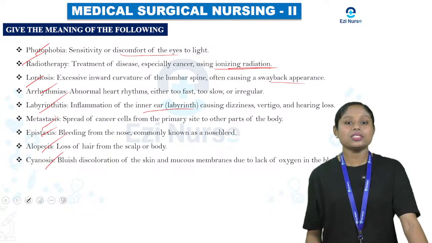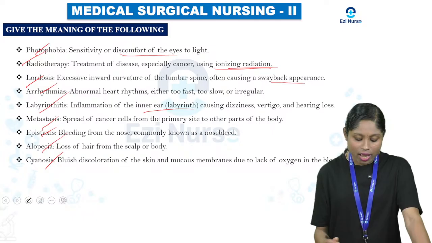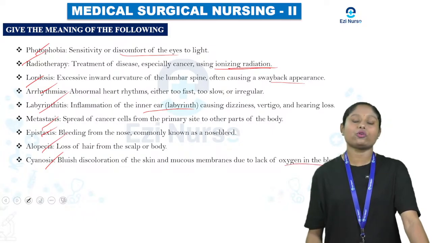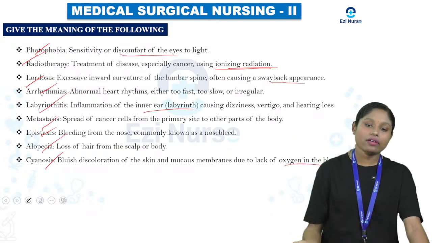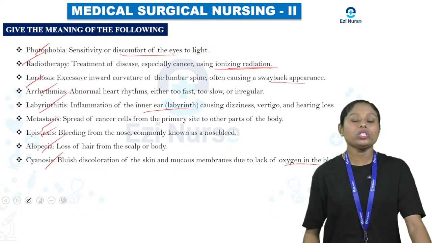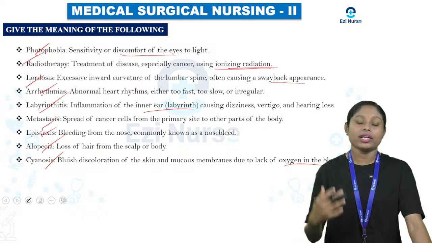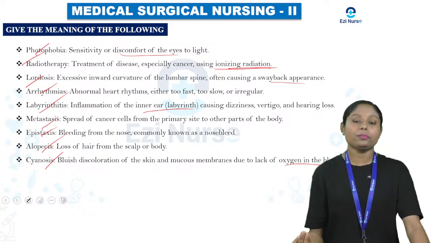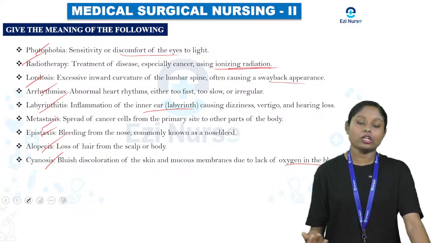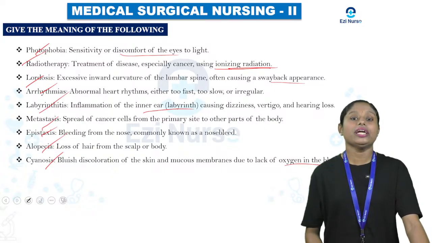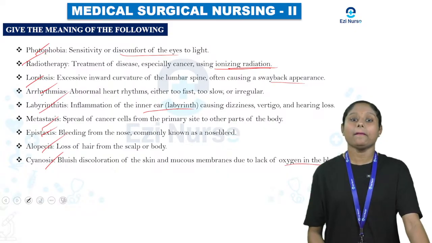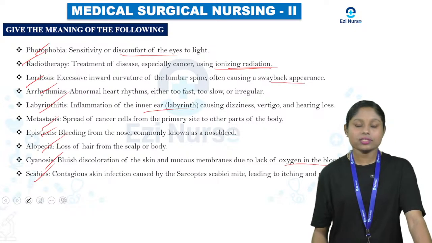Cyanosis. What is cyanosis? Bluish discoloration of skin and mucous membrane due to lack of oxygen in the blood. So the oxygen level in our blood is decreasing. What will happen? Bluish discoloration of the body, like fingers and nails turning blue, then the face turning blue. That is what is known as cyanosis, bluish discoloration of the body due to lack of oxygen in the blood.